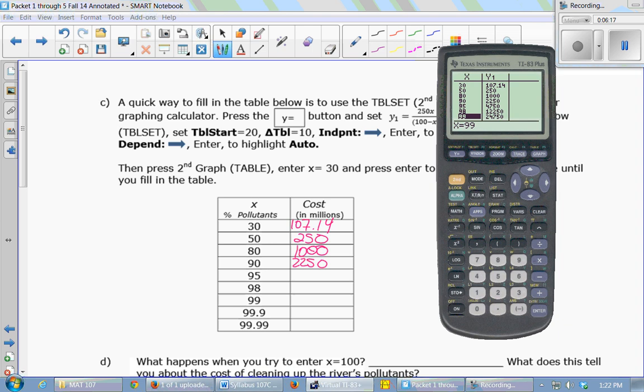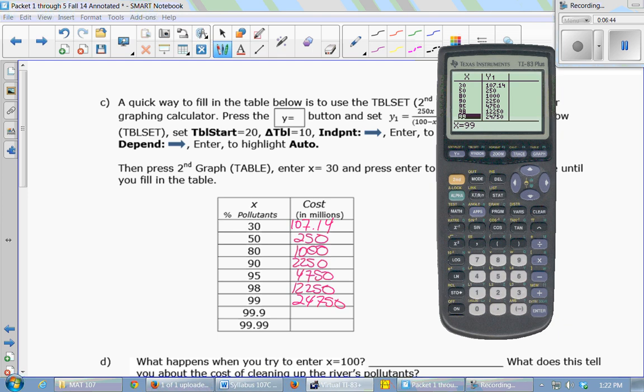95% is going to take $4,750 million, or 4.75 billion. 98% is 12.25 million, billion, sorry, 12.25 billion. And 99 is 24,750.